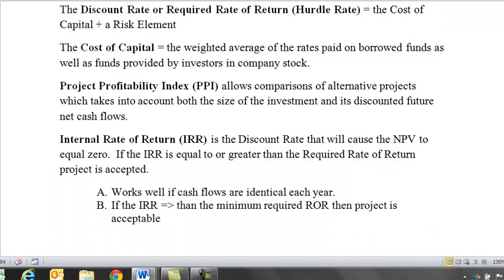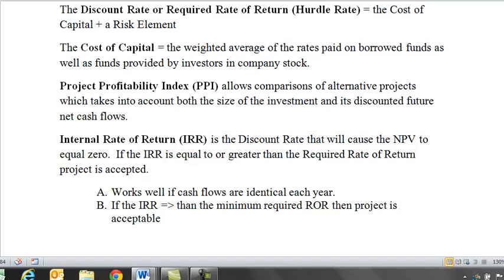Another method we will use for determining should we move ahead with a capital budget project is the Project Profitability Index, or PPI. This allows the comparisons of alternative projects, which takes into account both the size of the investment and its discounted future net cash flows.